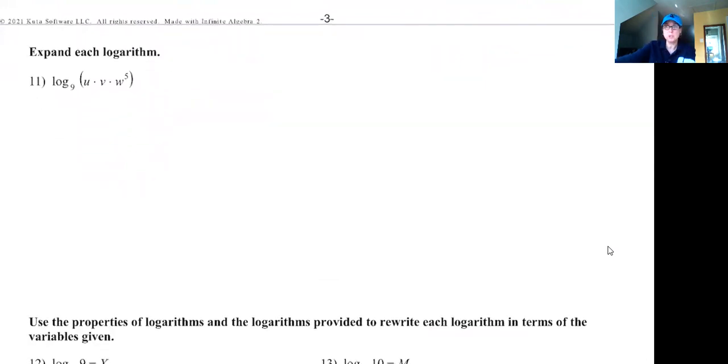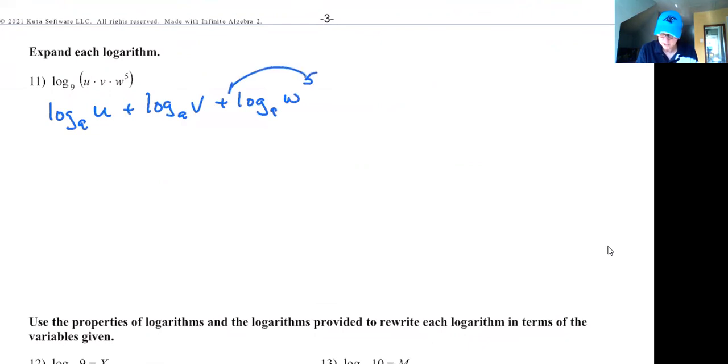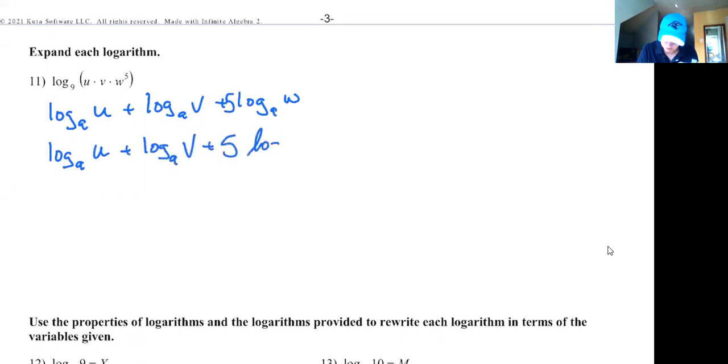Expand this one. Now we're going opposite. We're using our law of logs to expand this. Notice that it's got times signs in between. So I'm going to write this as log base 9 of u plus log base 9 of v plus log base 9 of w, and it's to the 5th power. But before I put that 5th power right there, can I swirl it to the front? Okay, beautiful. So I've got log base 9 of u plus log base 9 of v plus 5 times the log base 9 of w. All right, so you can write it that way.